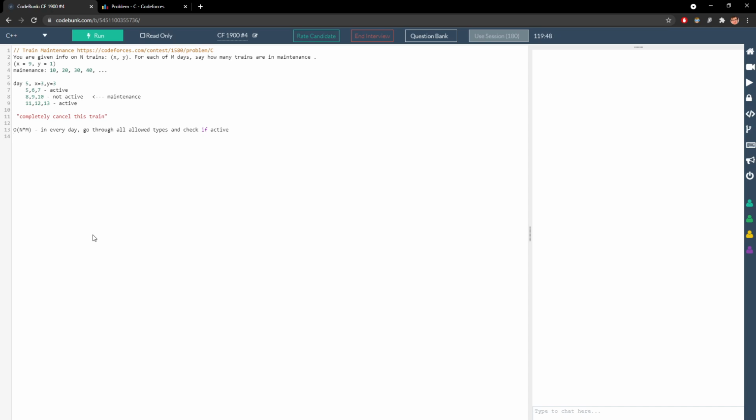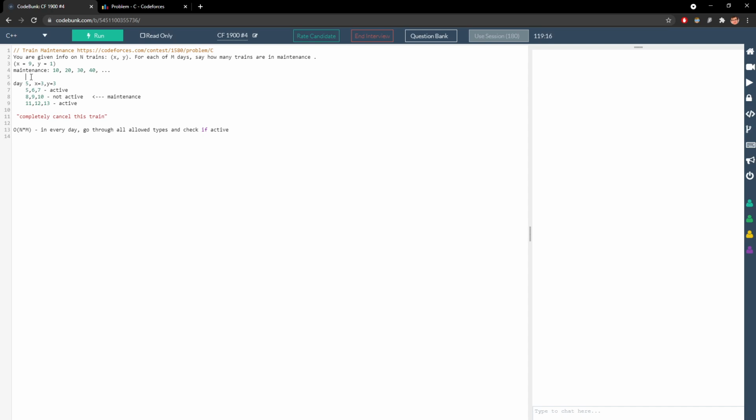So I'm still not sure how we can calculate for all trains, but an n times m solution is possible here. Like on day x, you just go through all the trains and there'll be a simple formula to check whether day x is a maintenance day for that train or not. Yeah, but for a day, it's very difficult to do something smart about all trains.